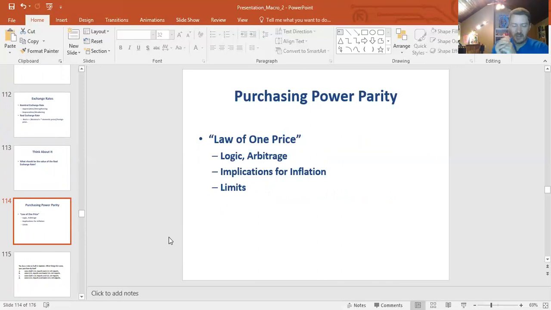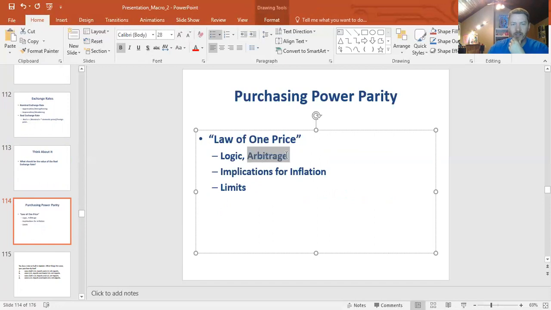This leads us to this fundamental principle that we have called purchasing power parity. Purchasing power parity, the law of one price. It's the same thing. Purchasing power parity is just referred to as the law of one price. Just think about it. If that's not true, then arbitrage will occur. Arbitrage will occur if the law of one price doesn't hold.